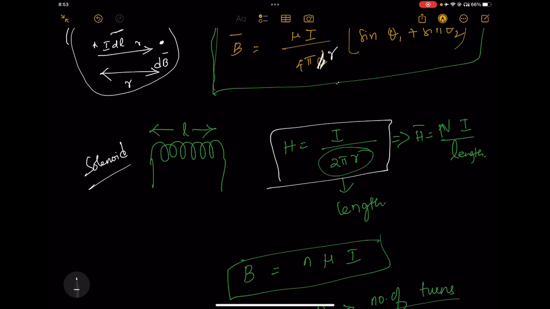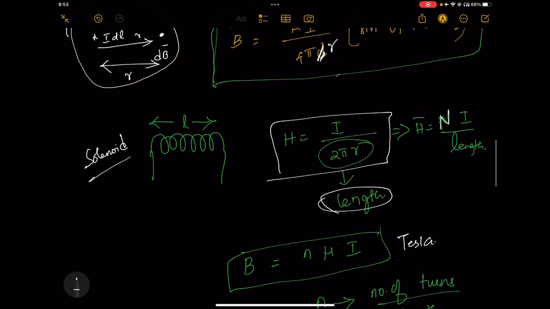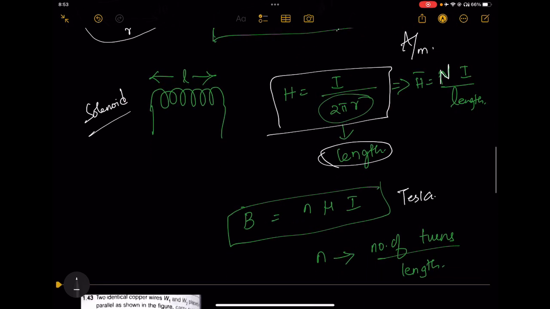Here the 2 pi r is the length of this magnetic field. So you can just say it as length, and if you have N turns, it is capital N. This can be rewritten as n mu I, where n is the number of turns per length for B. The unit for B is Tesla. The unit for H is ampere per meter. So this is all about magnetic field, basic magnetic fields.